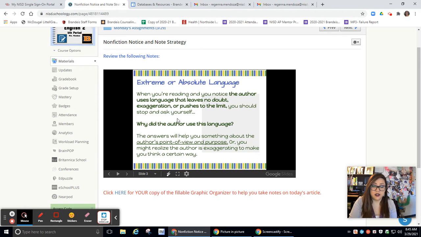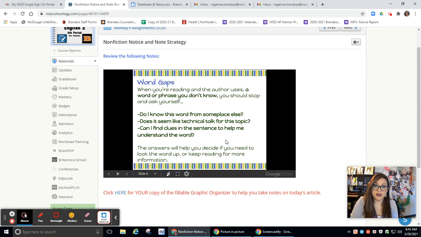You'll also see some extreme or absolute language, and these are words that leave no doubt, right? They push the limit, and they are kind of in your face. And so one of the things that you want to ask yourself is, why is the author using this language, and how does it show us their point of view and their purpose? What are they exaggerating? What are they trying to make us think?